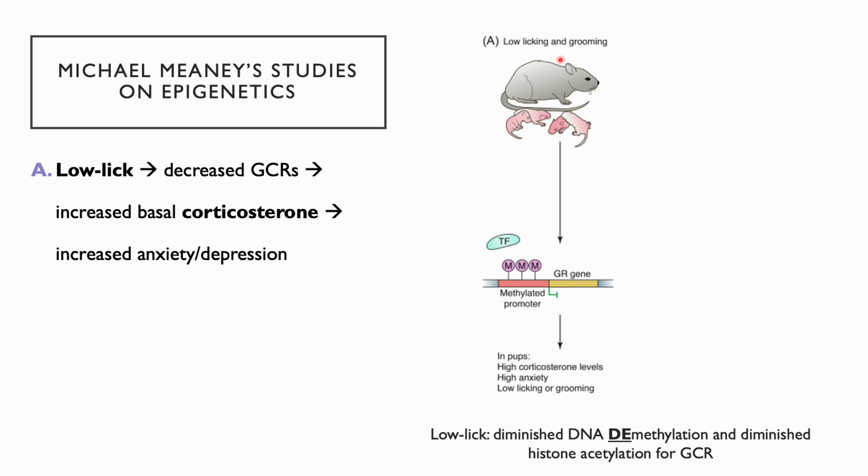So low licking and grooming has been associated with more negative effects in offspring. Here's an example of that in Michael Meaney's study. He found that pups that received lower levels of maternal care, meaning their moms did not lick them as often, had decreased glucocorticoid receptors. Now, as I mentioned previously, glucocorticoid receptors are really important for helping us modulate the stress response. If we have more glucocorticoid receptors present, we are better able to adapt to stress. These pups also had higher levels of corticosterone. This is a form of cortisol in rodents.